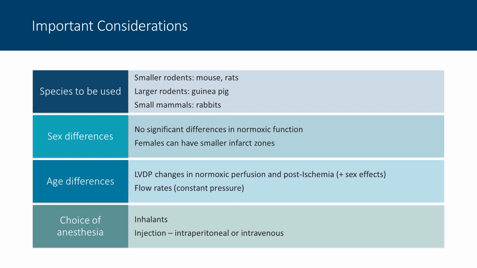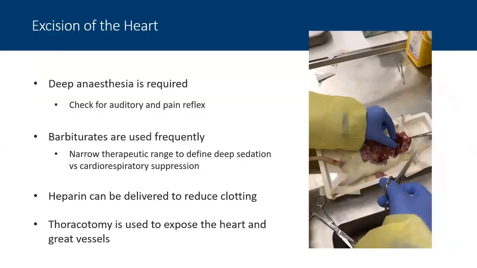Lastly, we need to make sure we choose a single anesthetic. There are multiple different anesthetics available. The two main groups are either inhalants or injectable anesthesia techniques. And with our injectables, we're either going to use an intraperitoneal or an intravenous mode of delivery. So I want to show a video here, and I do apologize, it might be graphic. If there are sensitive viewers, it will only be a minute. But it's designed to show you how the heart is excised, and this is on a rat model.